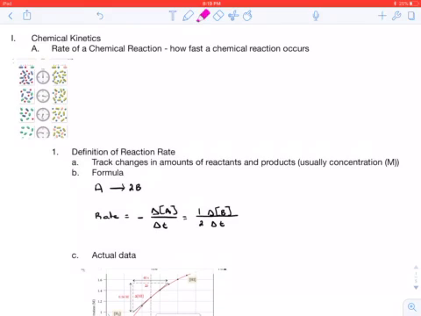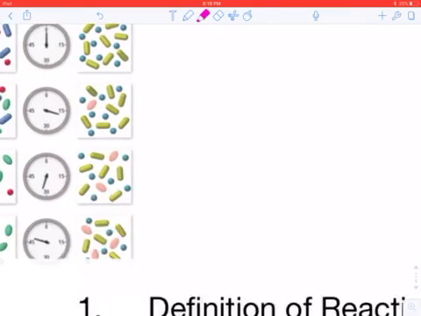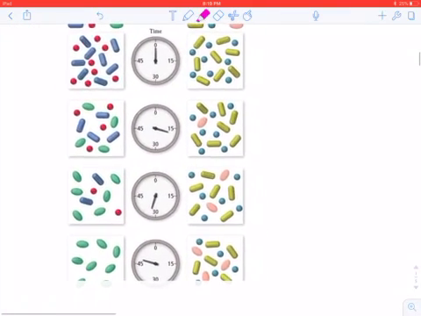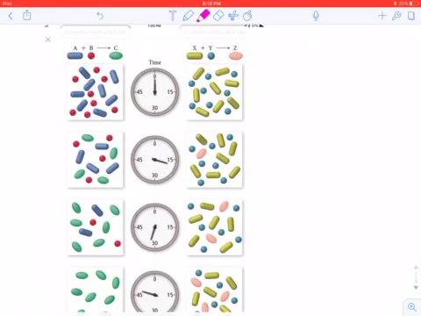Chemical kinetics, basically we're talking about how fast a chemical reaction occurs. If we look at this picture here, the same one given to you in your book, on the left side we have a reaction that is fast, and on the right side we have a reaction that is slow. They both start at time 0, then after about 16 seconds you can see only one product over here, whereas in here we have 1, 2, 3, 4 products, so obviously that one's moving faster.